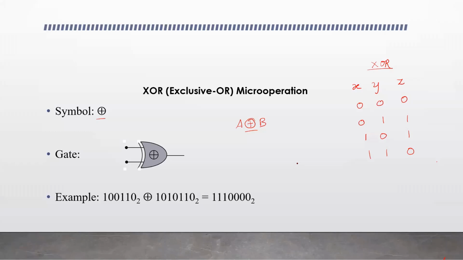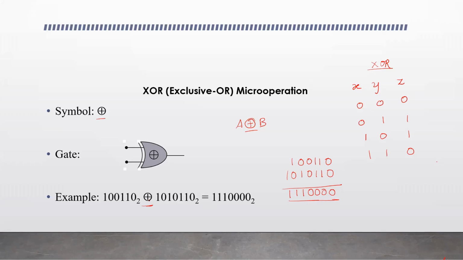Okay, so if we take this example, the numbers given are 1 0 0 1 1 0, and the second number is a 7-digit number 1 0 1 0 1 1 0. Perform XOR: same bits, result is 0. Here 1 and 1, 0 0 0. Here 1 and 0 generates 1, 1 and 0 again generates 1, and here 1. Okay, so this is the result of this XOR. The symbol used is plus with a circle around.